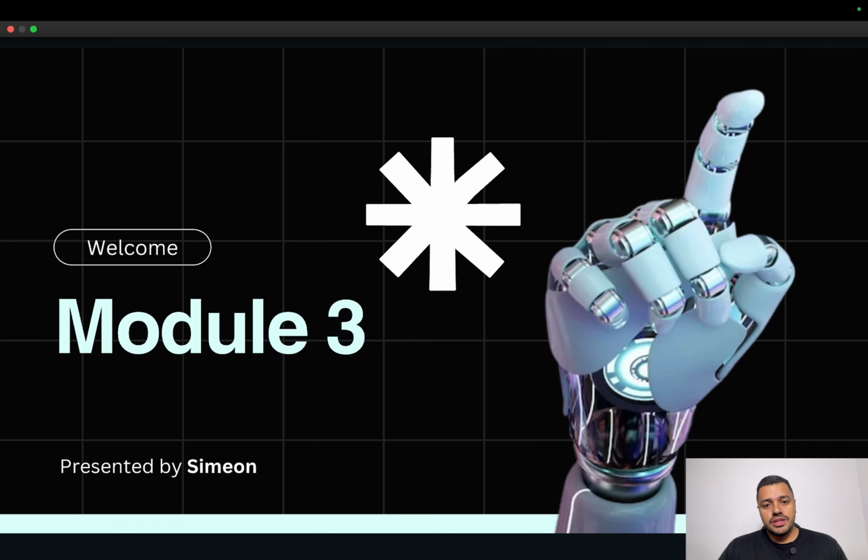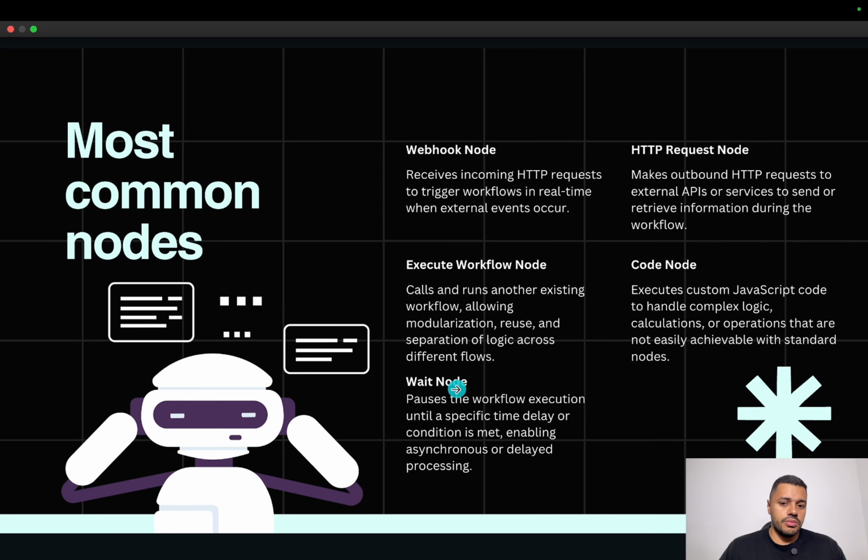But it's so important that you know we are going to use the previous knowledge learned, such as the AI agent mindset, data flow, and the different agent patterns that we have. For the most common nodes, we are going to see the webhook node, HTTP, execution, code, and wait node. But the best part is we are going to see all these nodes over a real world example.